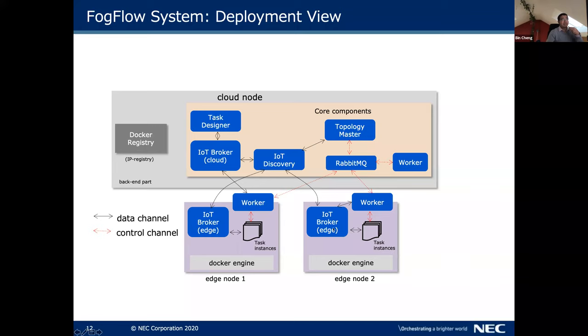like an IoT gateway. On the edge node, we have only two components, one broker and one worker. The broker basically manages the local data, and the worker receives the commands from the central master to decide what to do for launching the task and configuring the task.